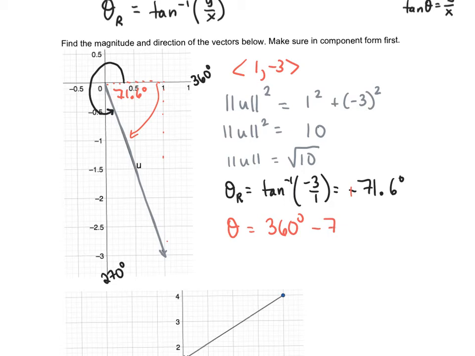So 360 minus 71.6 will give us our direction of our angle, which is 288.4 degrees. So this vector has a length of radical 10 and an angle of 288.4 for its direction.